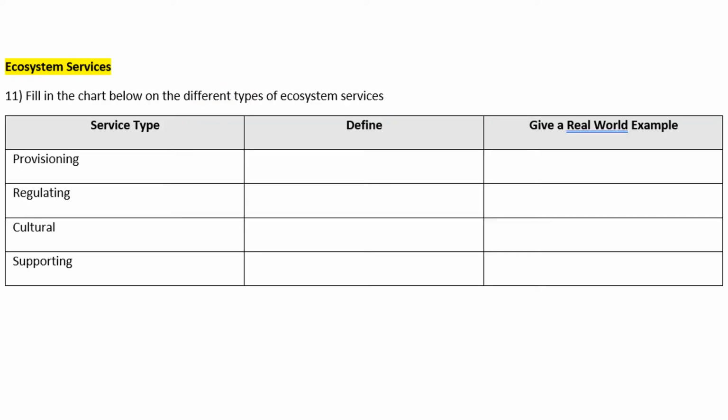So fill in the chart below on the different types of ecosystem services. We have provisioning, and that means goods produced by the ecosystem. Then give a real-world example. We have lumber, crops, rubber, medicine.